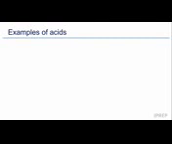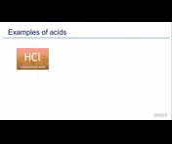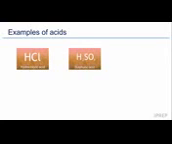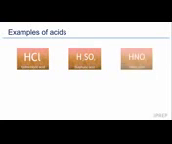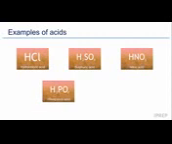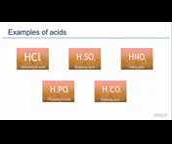Common examples of acids include hydrochloric acid, which is an acid formed by a chemical reaction between hydrogen and chlorine atoms. We also have sulfuric acid, which is a chemical reaction between hydrogen, sulfur, and oxygen atoms. Nitric acid is an acid that is formed by hydrogen, nitrogen, and oxygen atoms. Phosphoric acid is made up of hydrogen, phosphorus, and oxygen atoms. We also have carbonic acid, which is made up of hydrogen, carbon, and oxygen atoms.